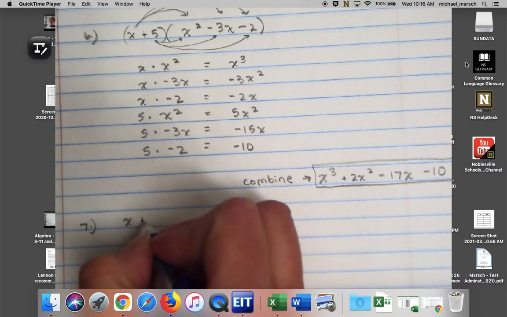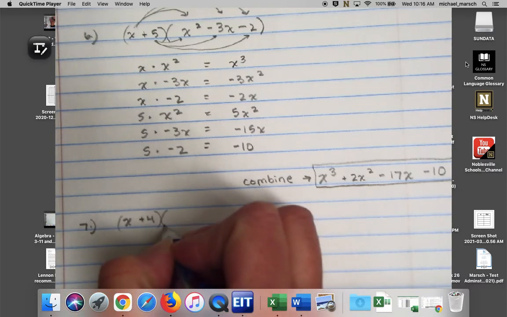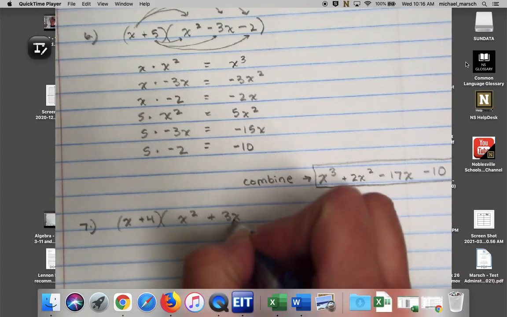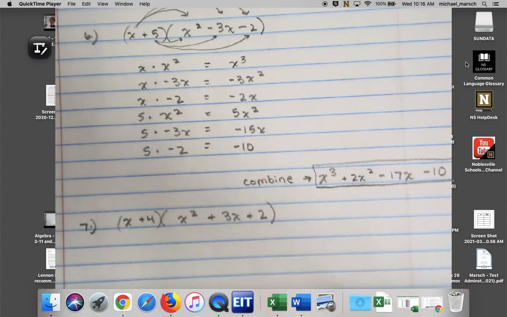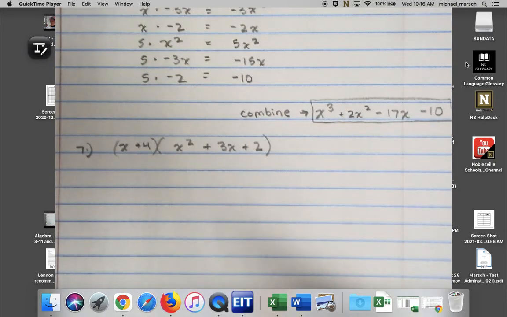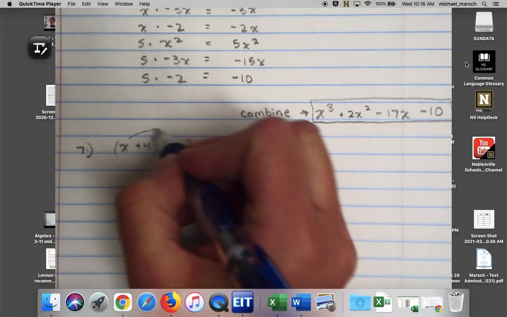We've got x plus 4 times the quantity, x squared plus 3x plus 2. So this is where I would advise you to maybe pause the video, work this out by yourself, and then check the work. You guys know I can't pause this while I'm recording. So on our system, go ahead and pause, see what you can do on your own, and then hit play. But I'm going to go ahead and draw my arrows.